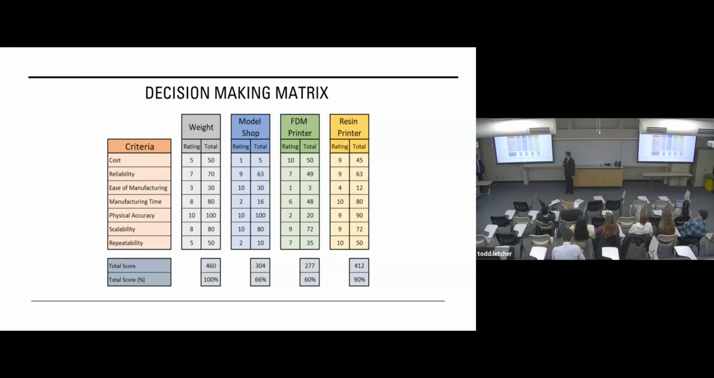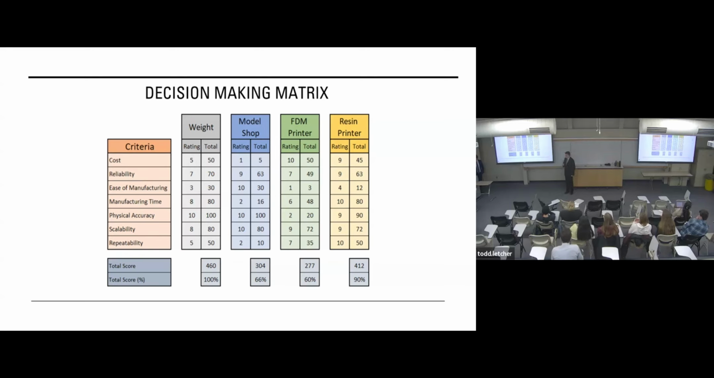Next, looking at reliability, the model shop got a 9 because we're paying good money for these models from them. We're trusting that they're going to be reliable, accurate models. The FDM printer got a little bit lower of a rating, a 7, because we're still fairly confident that it's going to be reliable. However, the big issue we have is transparency with FDM printing. And finally, resin printing got a 9 because, again, we're pretty confident that we can get it to perfect accuracy, but there's always a chance that it could go wrong if it's in our own hands.